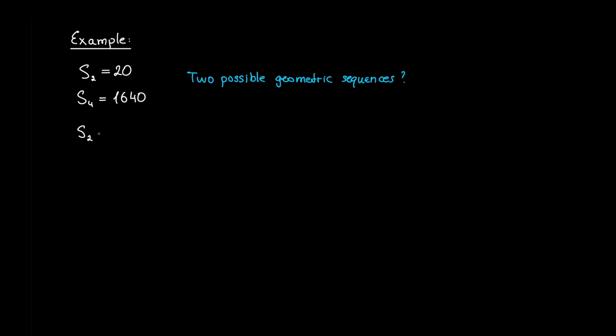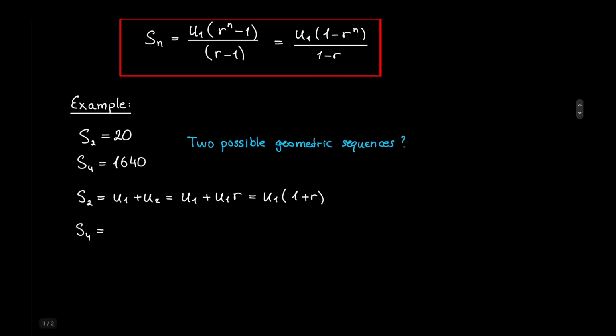Let's begin with the sum of the first two terms. This can be expressed as u1 plus u2. An alternative way to express this would be u1 plus u1 times r. So basically this is u1 times 1 plus r. Moving on to the sum of the first four terms, here we can employ the formula that we discovered. The sum of four terms is u1 times 1 minus r raised to the power 4, all of this divided by 1 minus r.